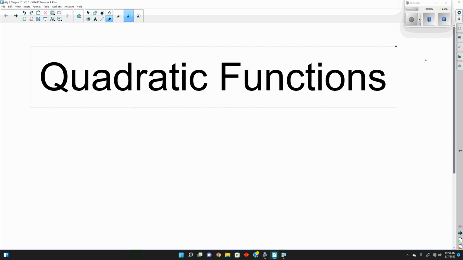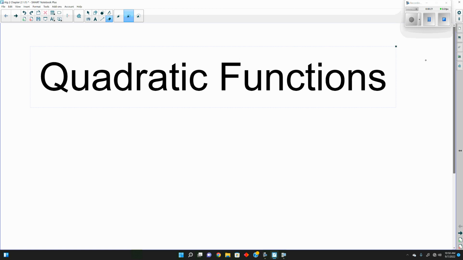All right, guys. What we're starting today is Chapter 2. Today is going to be the first day of Chapter 2. And what we're talking about today is transformations. The main thing we are talking about today are transformations of quadratic functions.